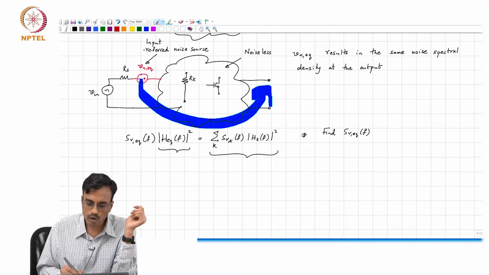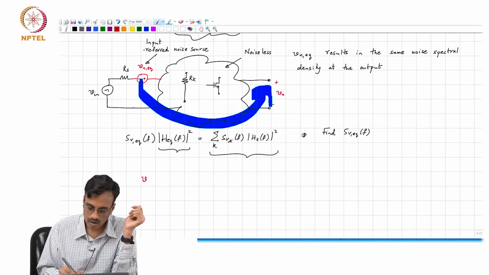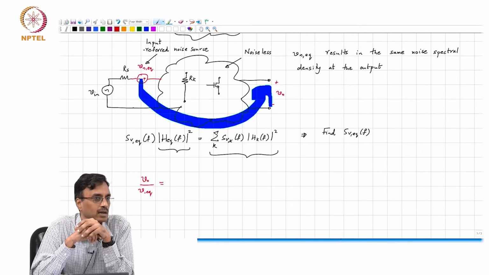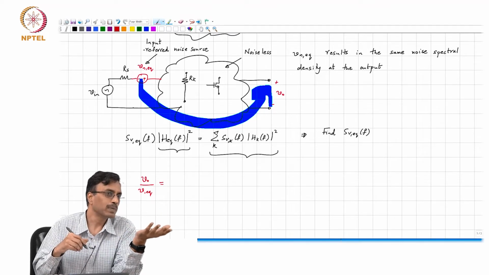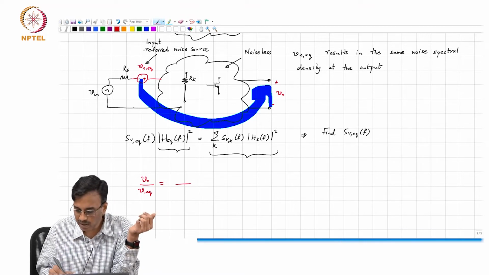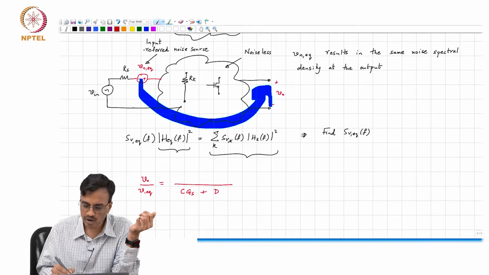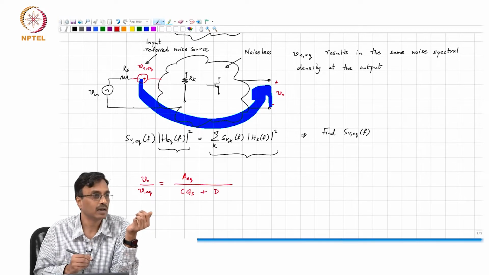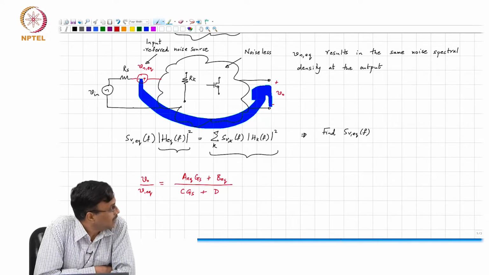So what comment can you make about the transfer function from V0 over V equivalent? Yes, people? Well, you would say, well, it's the same form. What should be the denominator? CGS plus D, very good. And the numerator is some A equivalent times GS plus B equivalent, but there is a twist, right?